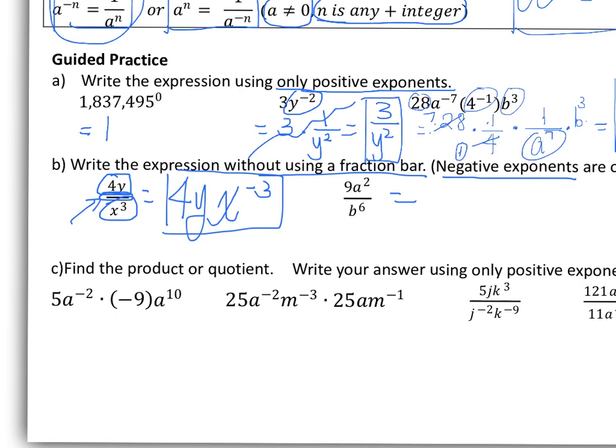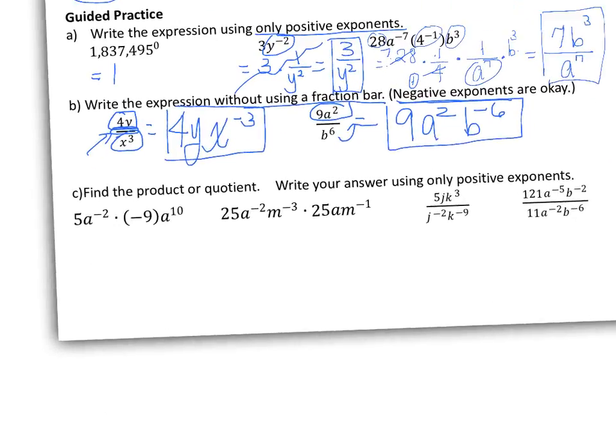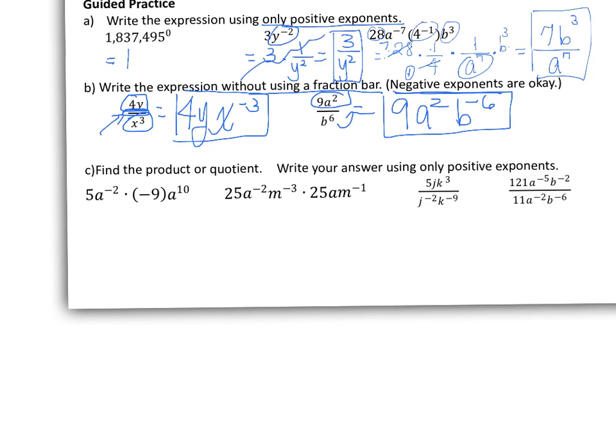And here we do the same thing. Don't do anything to the numerator. Okay? And we bring b to the 6th power to the top. So that will become b to the negative 6th power. That's it. Alright, now here comes the more complicated problems.